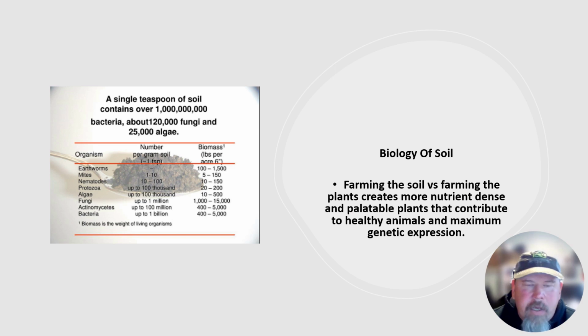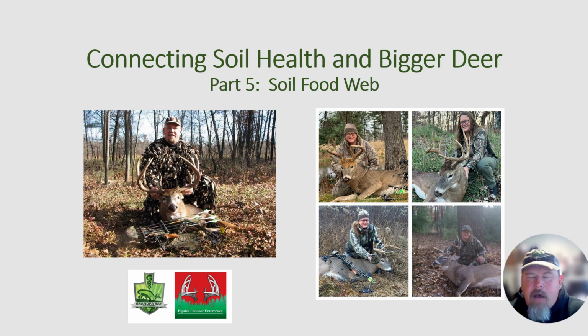And the biology will farm the soil, release those nutrients, and allow us to cut down on our fertilizer and a lot of the other expenses that we have out there. So farming for the soil versus farming for the plants creates more nutrient dense and healthy plants to feed animals, and this allows them to reach their maximum genetic expression. So just kind of a rundown there of the different types of soil samples and how we can dial it down even further to find the root causes of the things that are causing us issues.